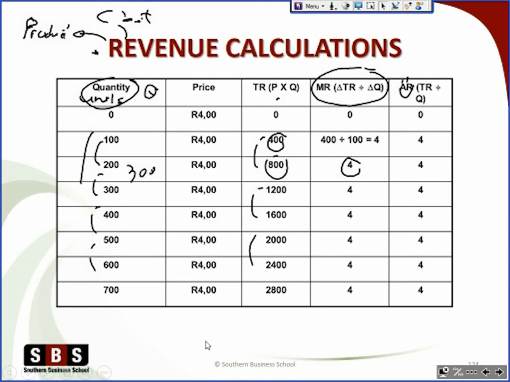You'll be given a table with certain values, and you've got to calculate the values. That's why you must know the formulas there at the top. Yeah, you must know them.